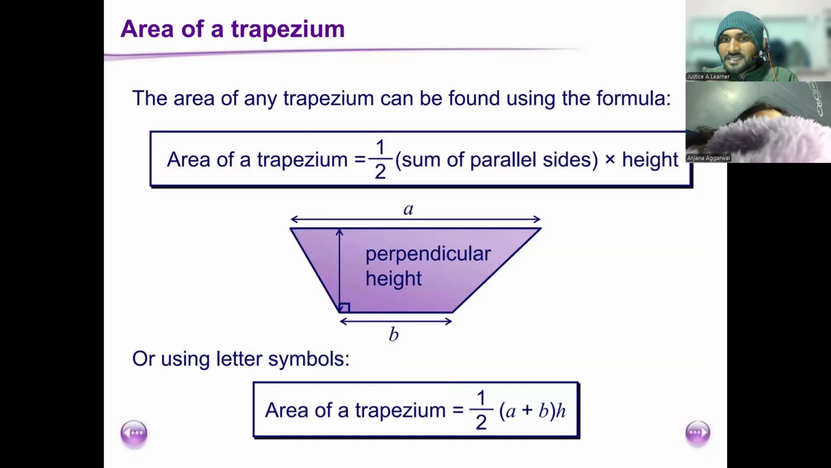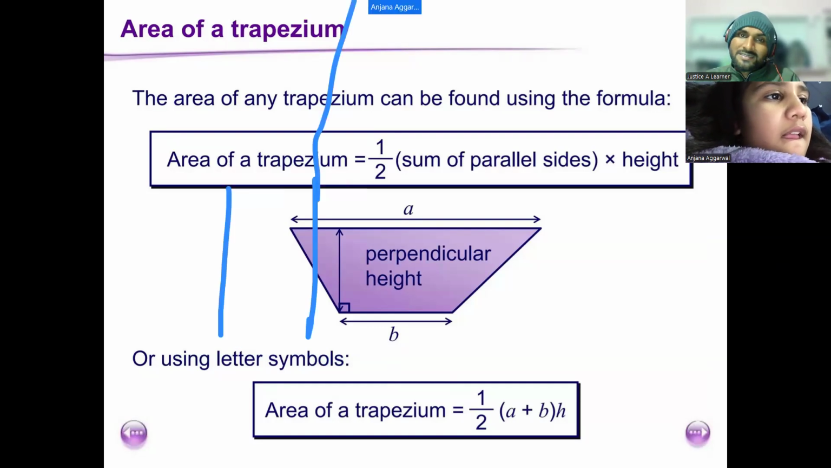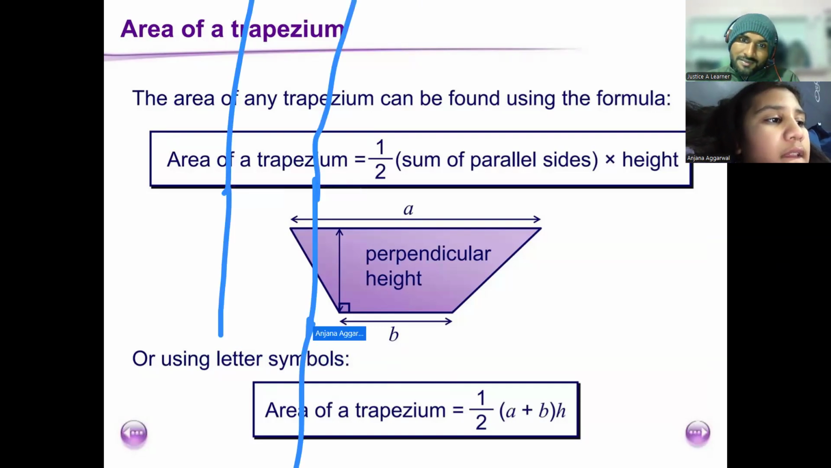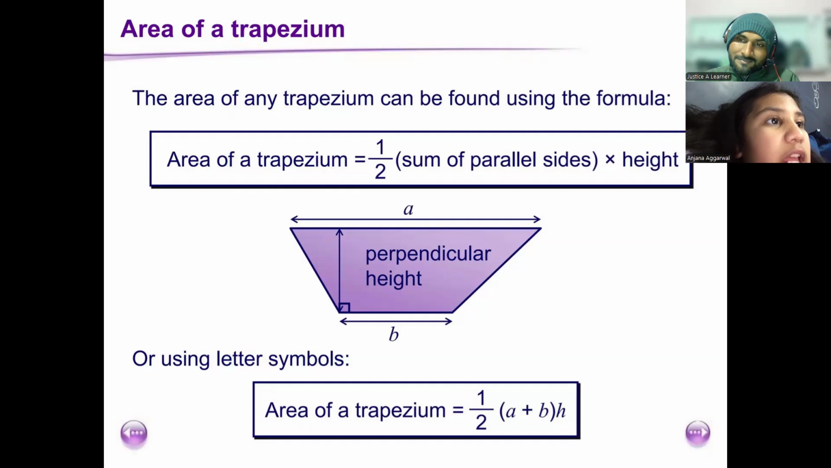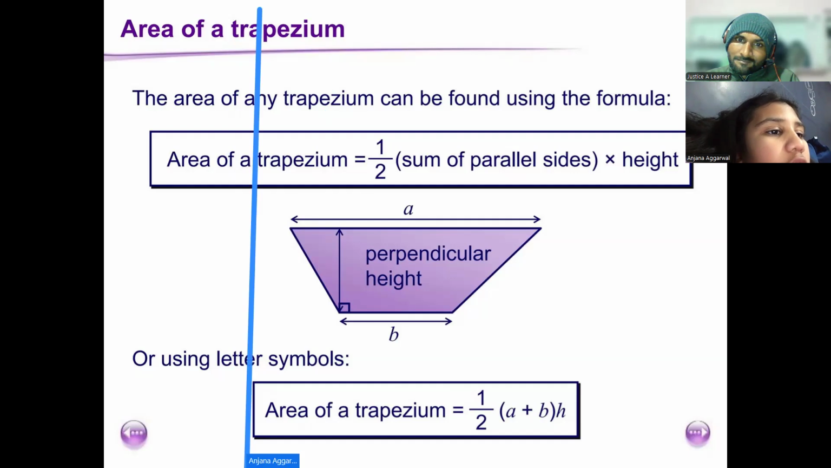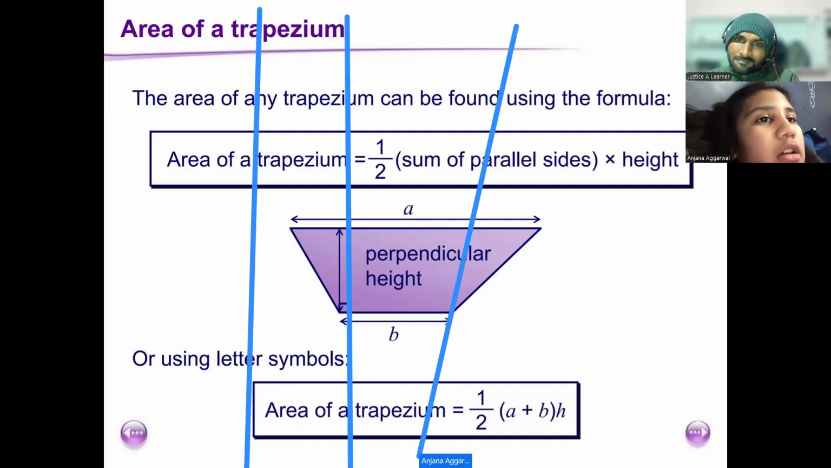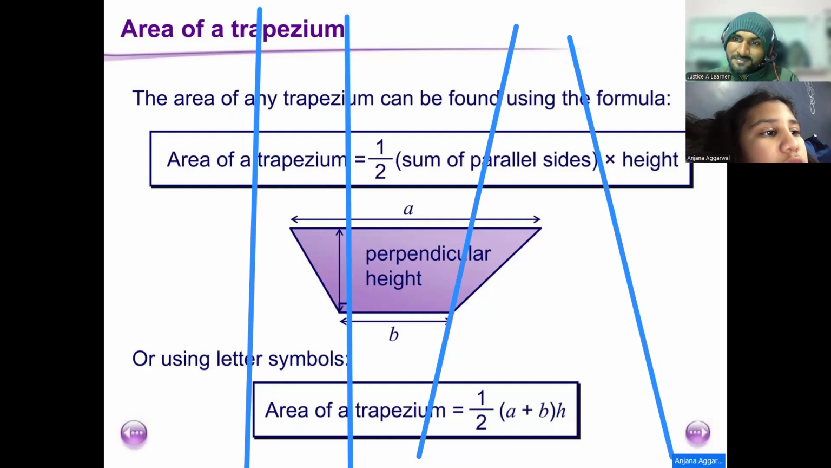Now, what are parallel sides? Do you know what I mean by parallel? It means straight lines that go across, and they would never cross each other. They go like this, like this example.